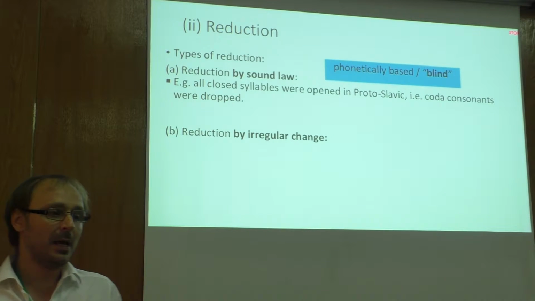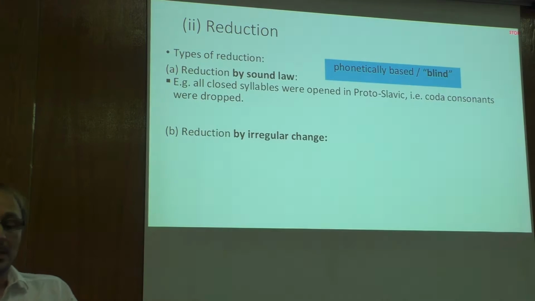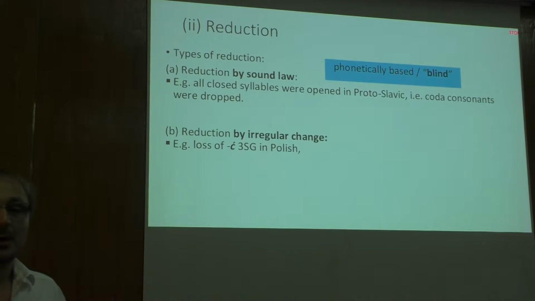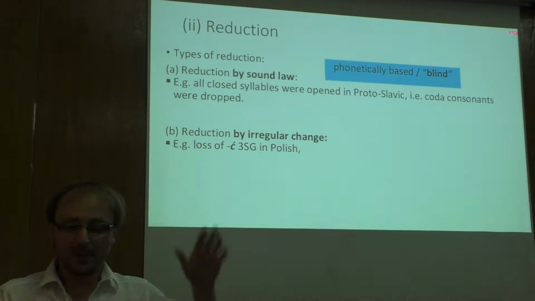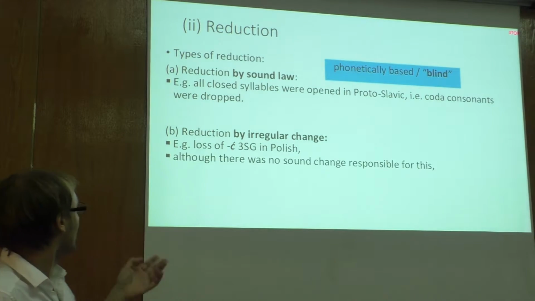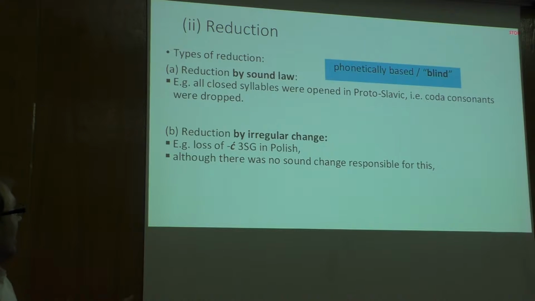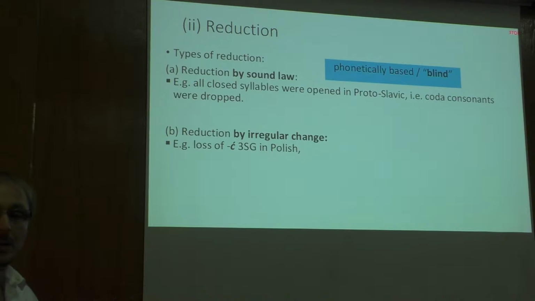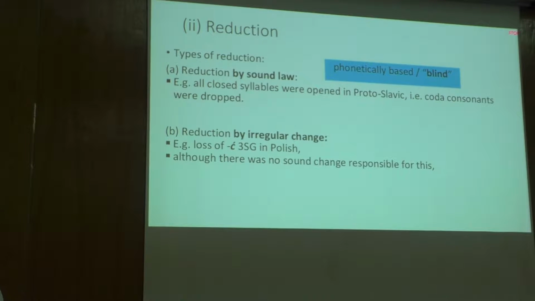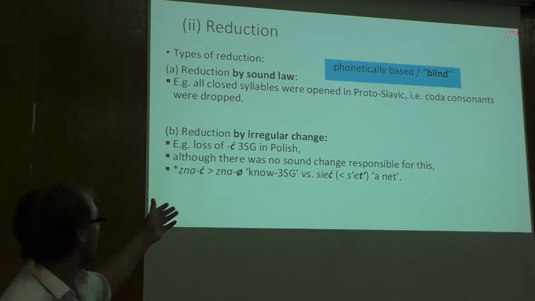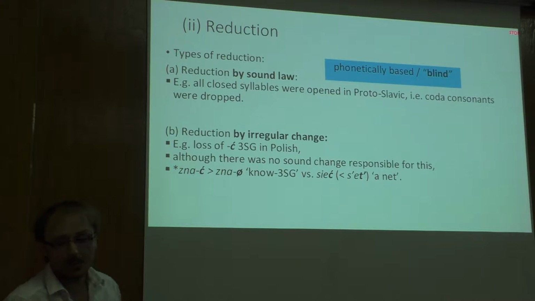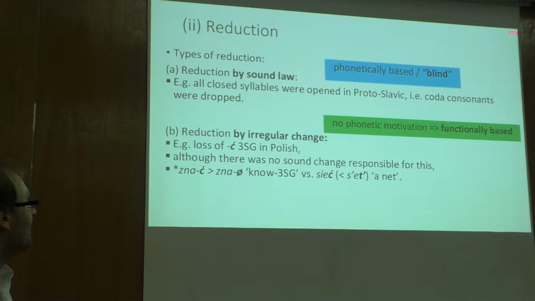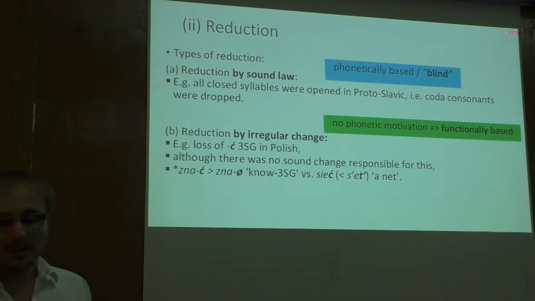But there is also a different kind of reduction, like irregular change, right? Very often found, for example, in different kinds of grammaticalization processes, and that's a very different thing from the first one. So, for example, well, that's not a grammaticalization, but just another example. The third singular t, corresponding to Russian t, was lost in Polish and many Russian dialects. Although there was no sound change responsible for this, so you can see that in exactly the same context, like the noun which means net, the same sound was not dropped. It's only in the third person, so there must be at least a functional constraint, or there must be something that's very specific to that particular morphological slot.